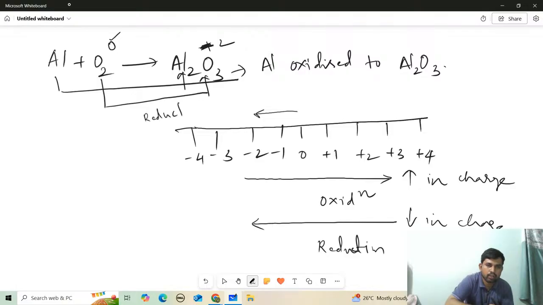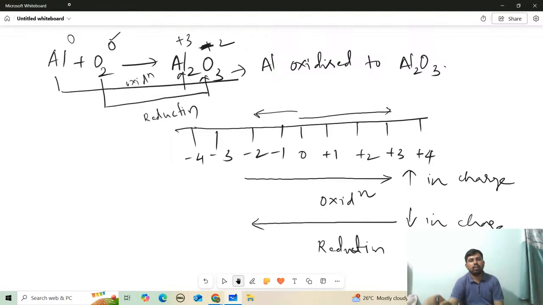Reduction process. Similarly, if I take aluminium in its elementary form, it is 0, and it goes to plus 3. So 0 to plus 3. I can say aluminum is undergoing the process of oxidation. So in this way we can find out oxidation and reduction. Some more reactions are there.